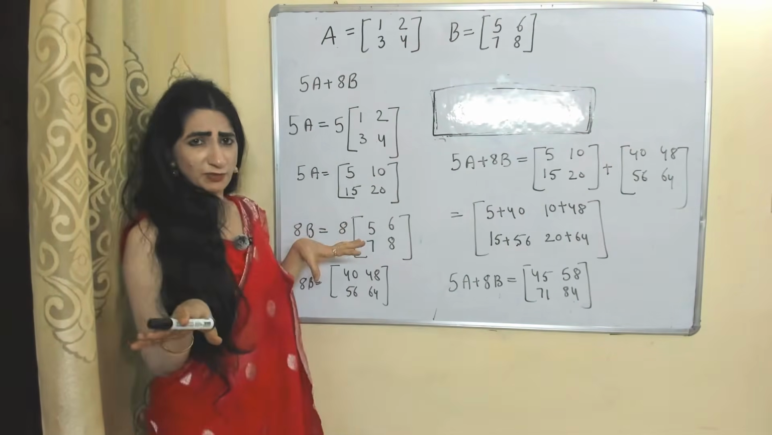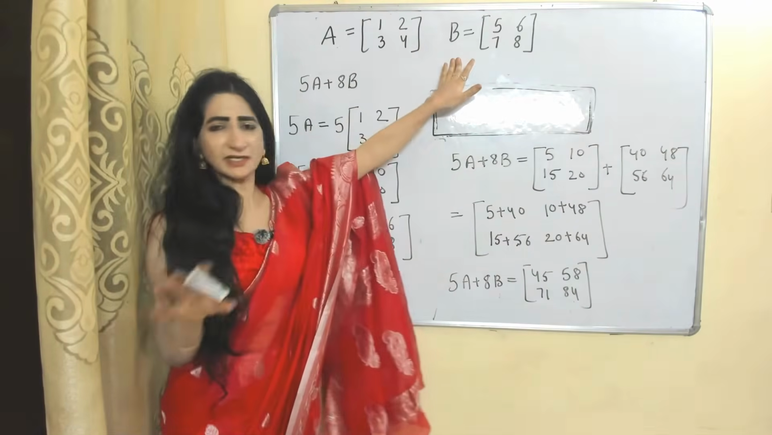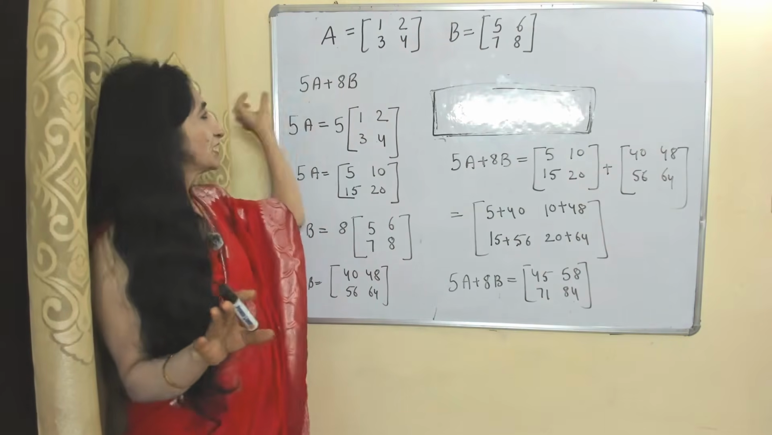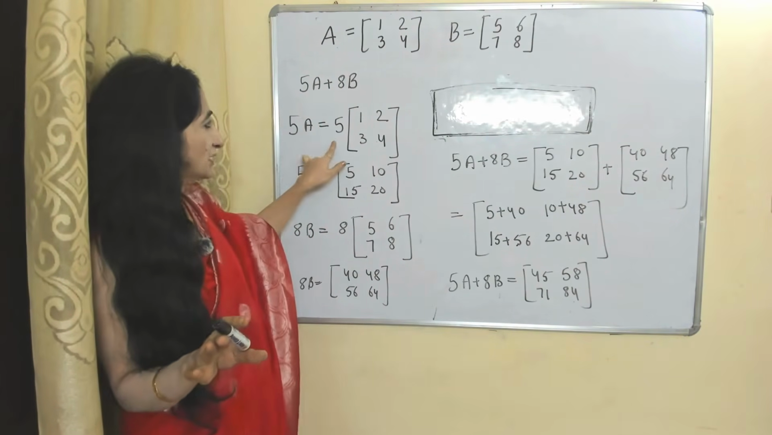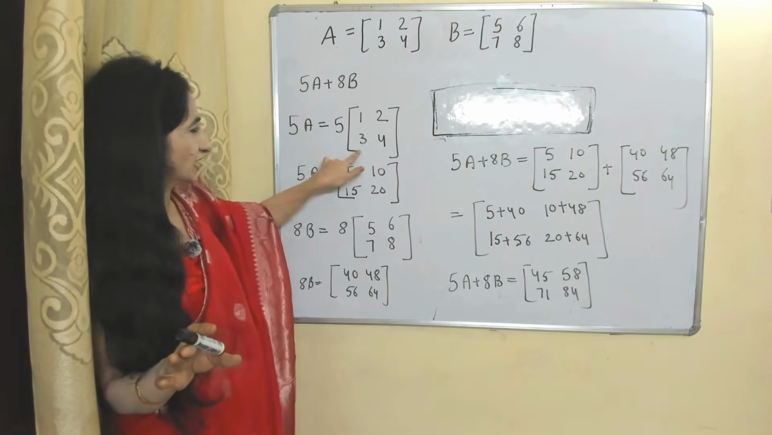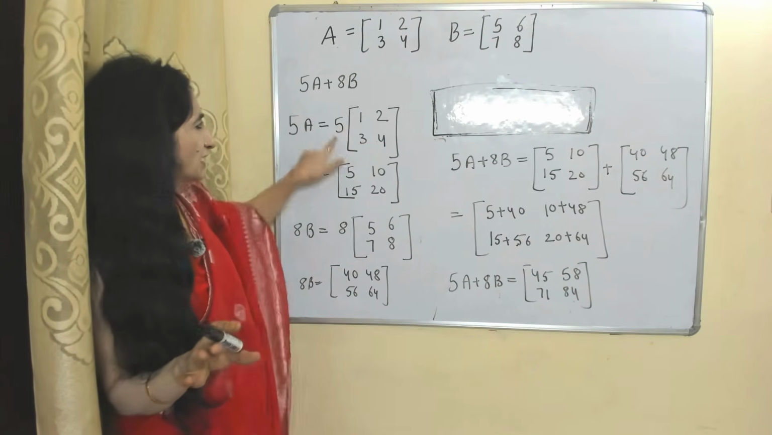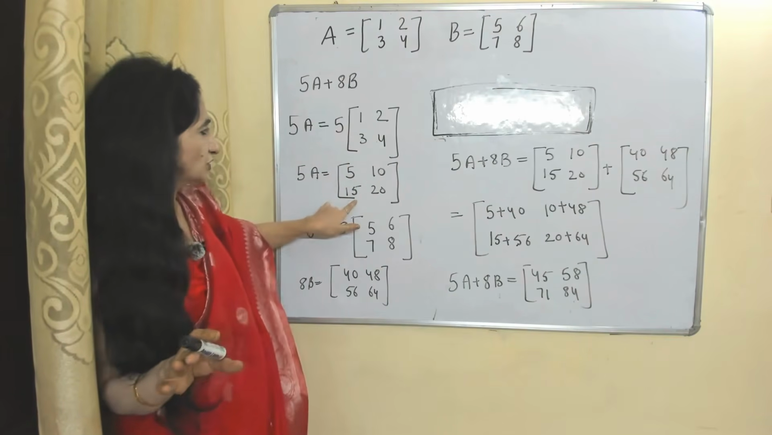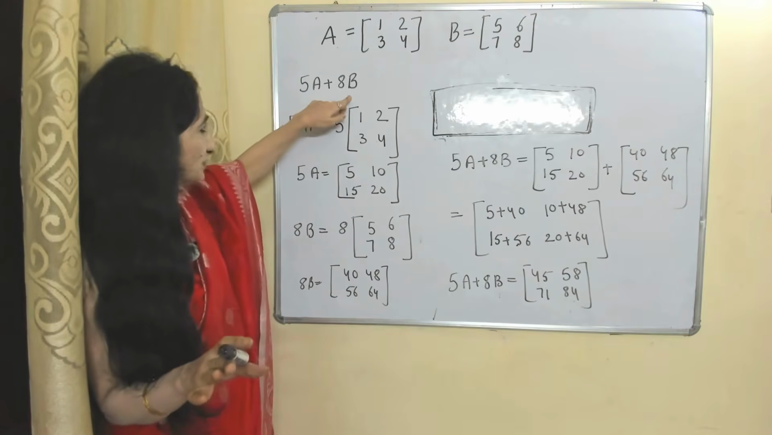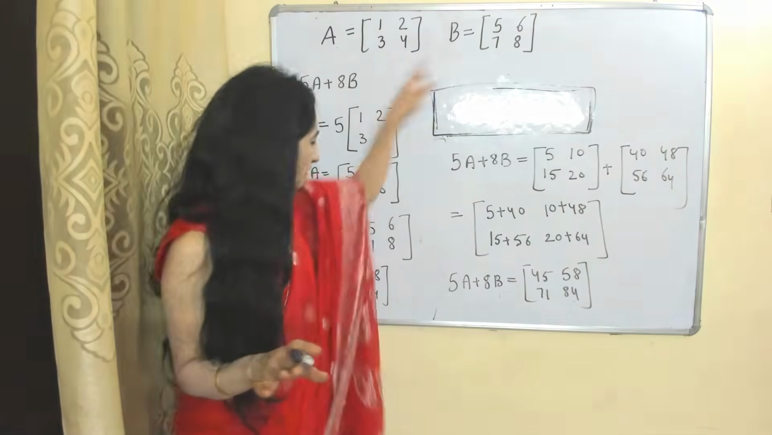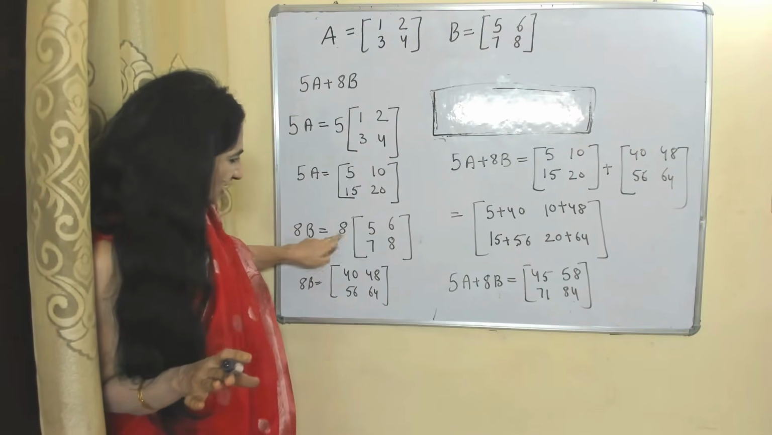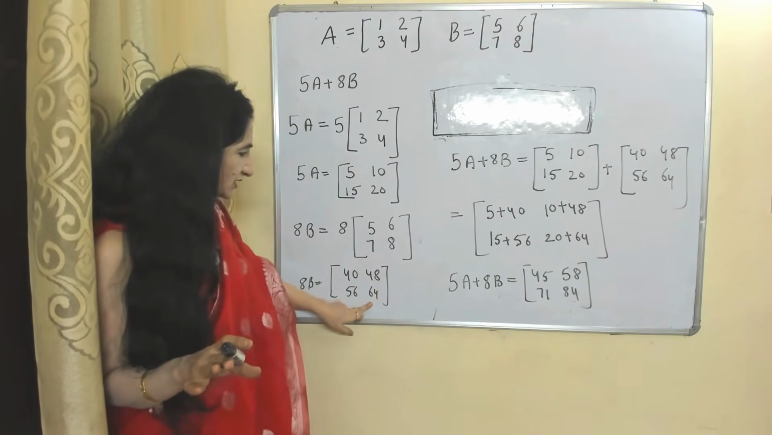Now we will see one simple question. Matrix A and matrix B are given. We have to find 5A plus 8B. In order to find 5A, we multiply 5 with A. This is A and we multiply 5 with A. 5 into 1, 5. 5 into 2, 10. 5 into 3, 15. 5 into 4, 20. Similarly, in order to find 8B, we multiply 8 with B. 8 into 5, 40. 8 into 6, 48. 8 into 7, 56. 8 into 8, 64.